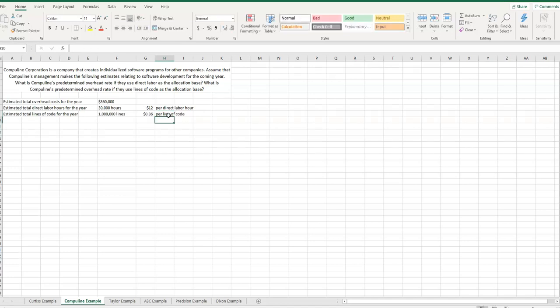If we choose per direct labor hour, then throughout the year, when we have software jobs for clients, we would record our overhead at a rate of $12 per direct labor hour. So however many hours of labor that job takes, we take $12 times that amount to apply overhead. If instead we choose the lines of code, then we would calculate how many lines of code were in that software project, and we would take 36 cents times each line of code to apply overhead to that job.